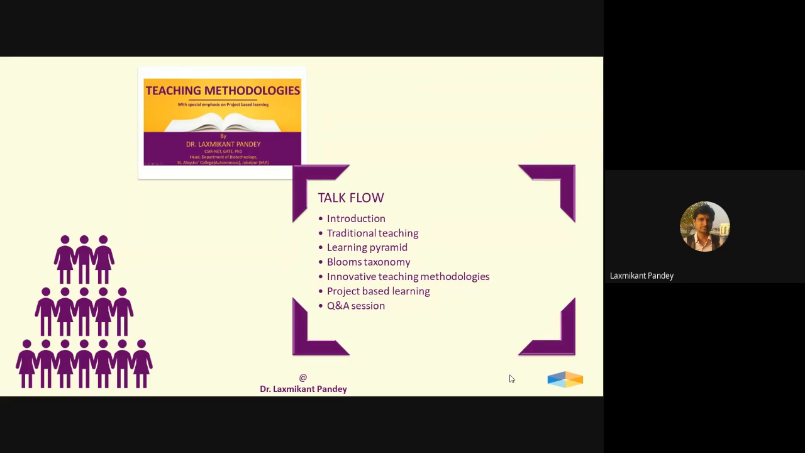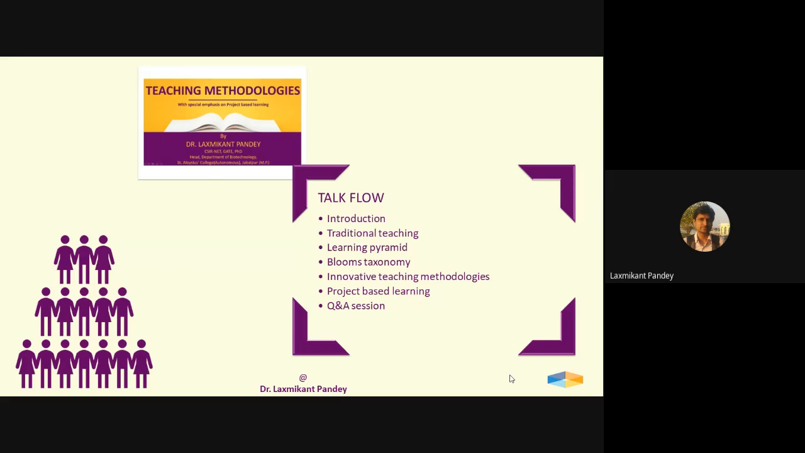I'm going to discuss the topic under the following subheadings. First is the introduction. Then, what are the traditional teaching methods? Because the topic is innovation in teaching methodology, to understand what innovations are going on right now, we should know what traditional teaching methods are available, what their merits and demerits are, and because of that, we are moving towards innovation in teaching methodology.